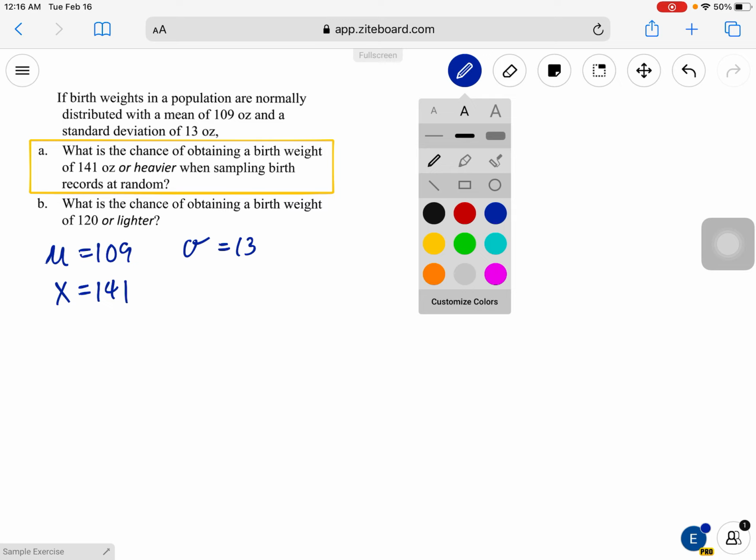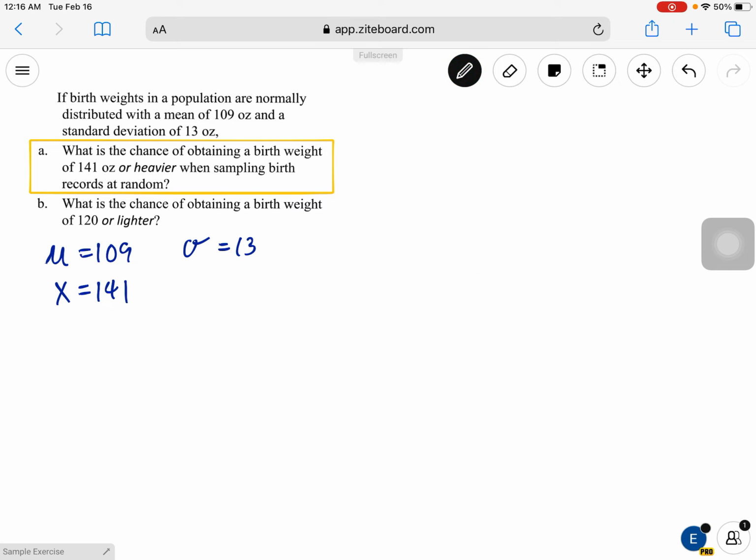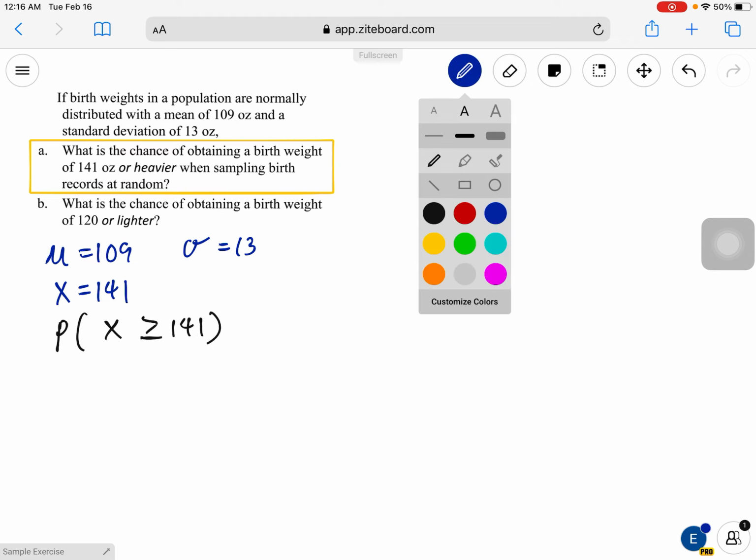Now let's write what is asked using probability notation. So the probability of getting 141 or greater than or equal to 141. So this is the probability notation of what is being asked in the question. Now let's proceed to the first step.